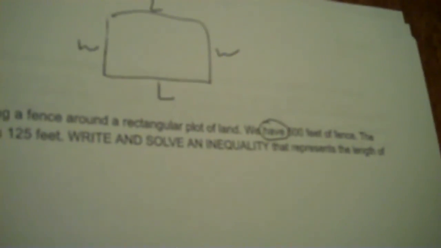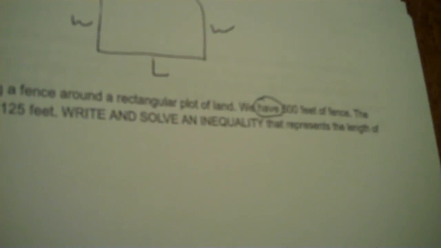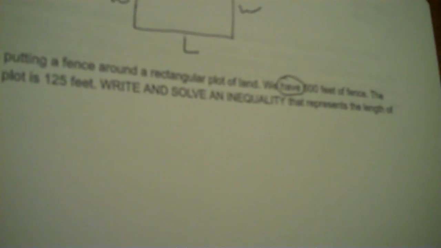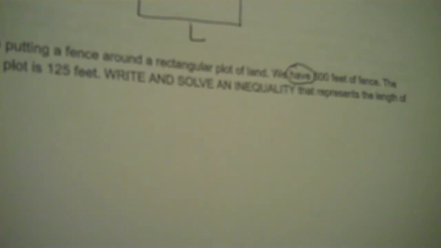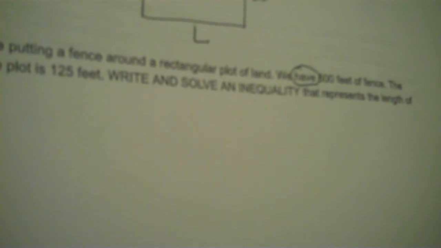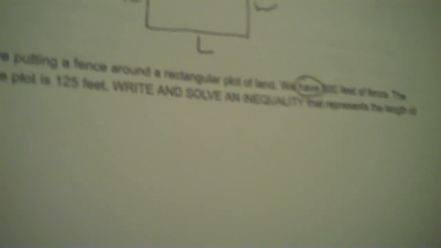Okay, then story problem time. We are putting a fence around a rectangular plot of land. We have 600 feet of fence. The width of the plot is 125 feet. Write and solve an inequality that represents the length of the plot. So have means less than or equal. Now we're not going to just start throwing in numbers here, okay?